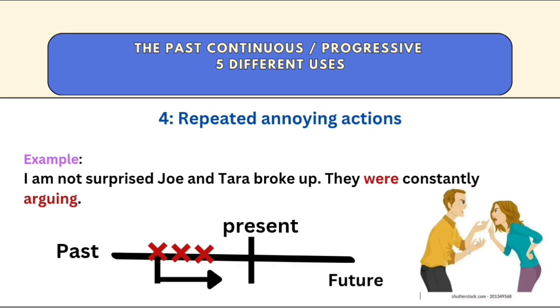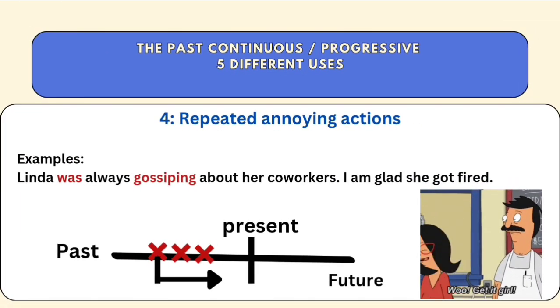Another example. Linda was always gossiping about her coworkers. I'm glad she got fired. So she was gossiping many, many times in the past, so many times that it was annoying, and then it became like a continuous action. So that's why Linda was always gossiping.